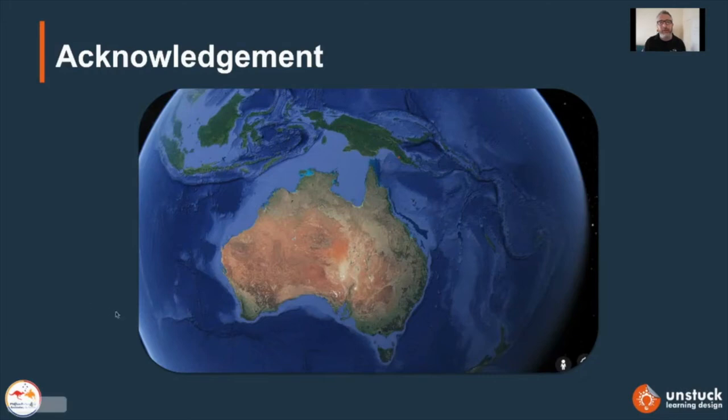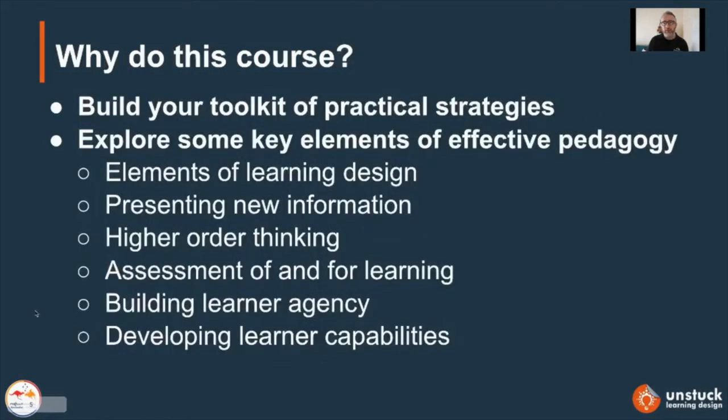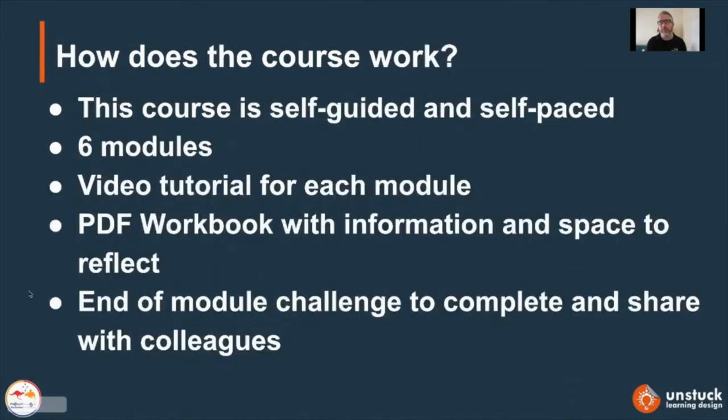So why do this course? Well, it's all about building a practical toolkit. So lots of strategies in here divided up into 6 key elements of effective pedagogy. We don't cover everything we could possibly ever cover around teaching and learning, but we do cover some key parts of that. So looking at elements of learning design, that's module 1, presenting new information, module 2, higher order thinking, module 3, assessment of and for learning, module 4, building learner agency, module 5, and developing learner capabilities, module 6. So if you're interested in teaching and learning, you're interested in adding some more tools into your pedagogical toolkit, then this is the course for you.